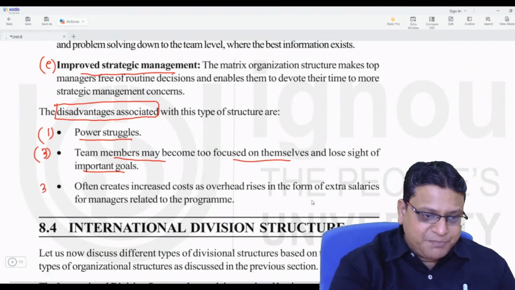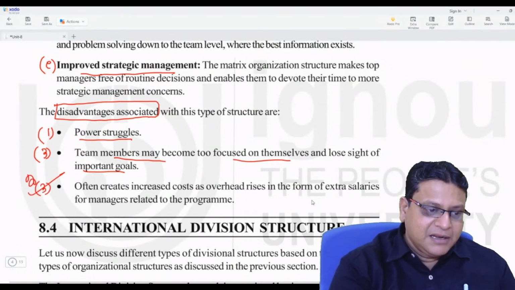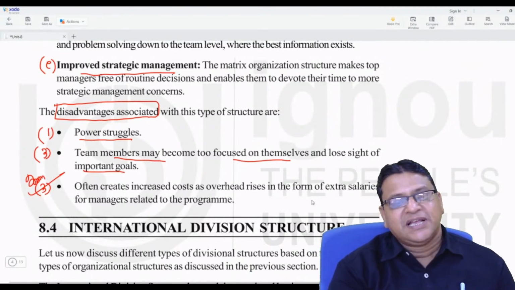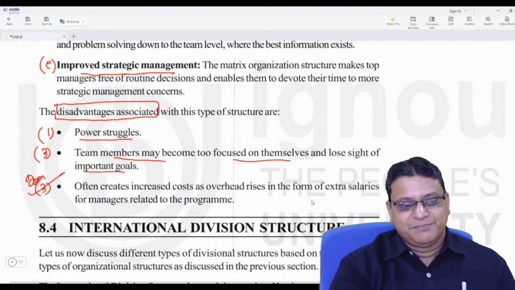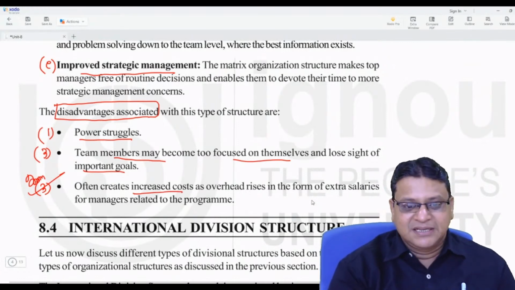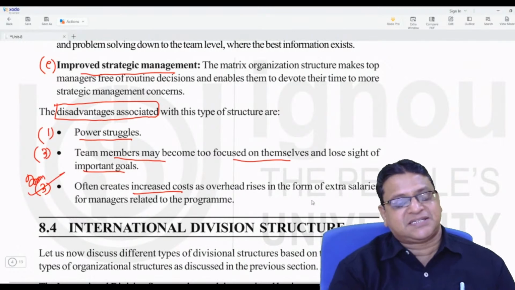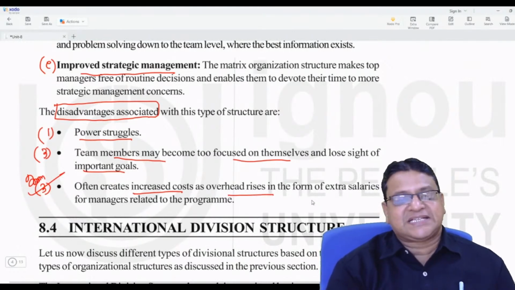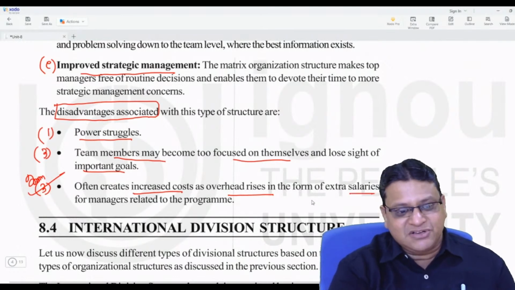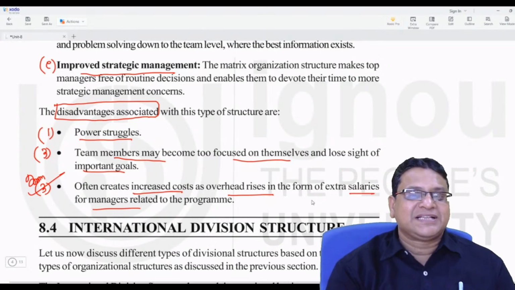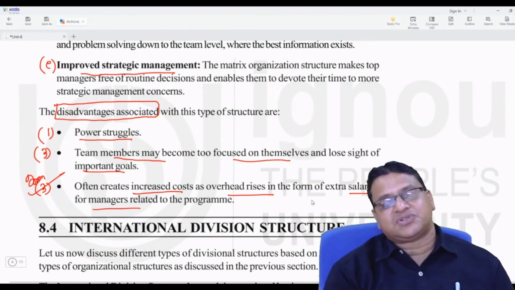And the most important disadvantage of matrix structure is that it is costly, because there will be two types of authority, functional heads and divisional heads, two heads, and the overhead cost rises, salaries of managers increase. So small organizations cannot adopt matrix organizational structure.